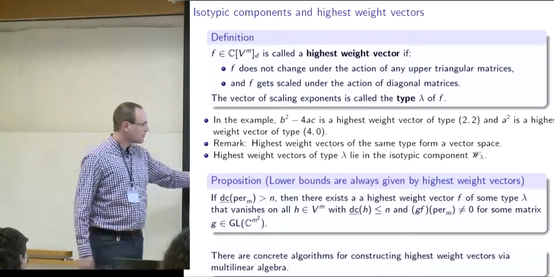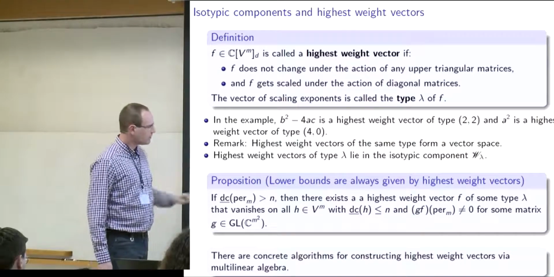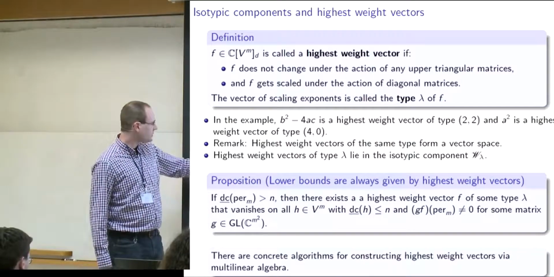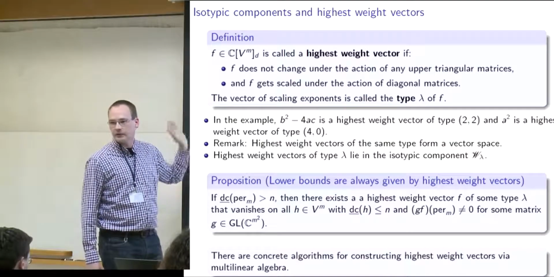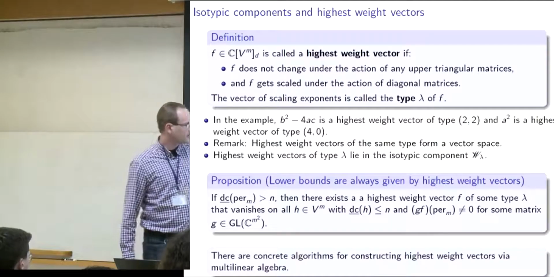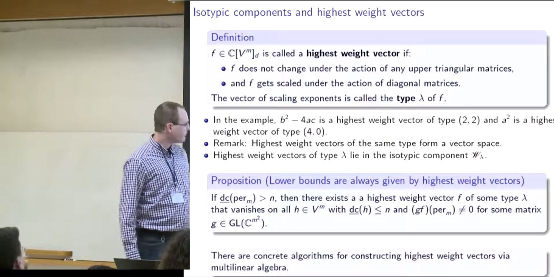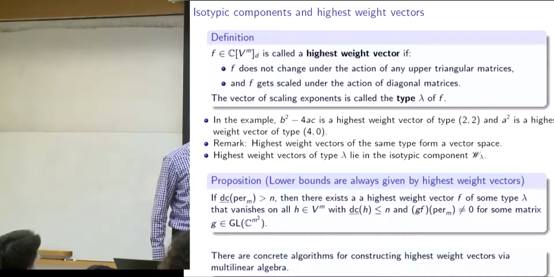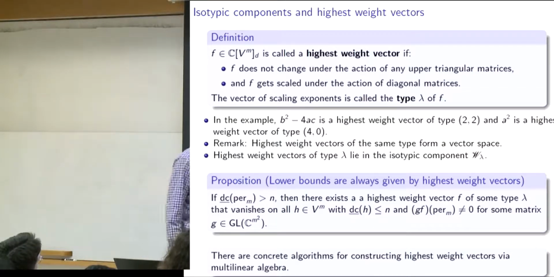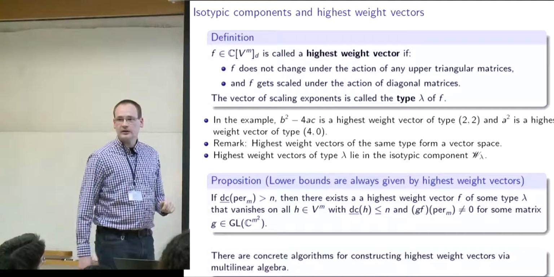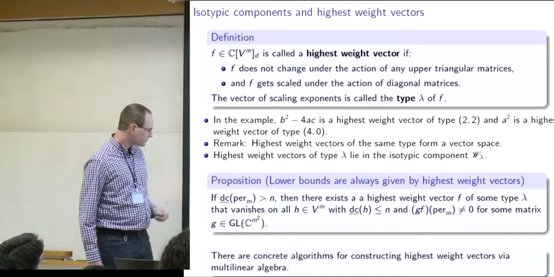Basically it says if there is a lower bound on DC bar of the permanent, and this is also independent of the permanent, of course. It works for every polynomial. It's very general. Also, it doesn't only work for DC bar. It works in a very high generality, right? If there is a lower bound, then there is a highest weight vector f of some type lambda, and this highest weight vector vanishes on all the polynomials with a low complexity, but it doesn't vanish on the permanent. This is not quite true, but it's a tiny technicality. You can just ignore that actually. So basically it says that you only have to look at highest weight vectors for separation, right?